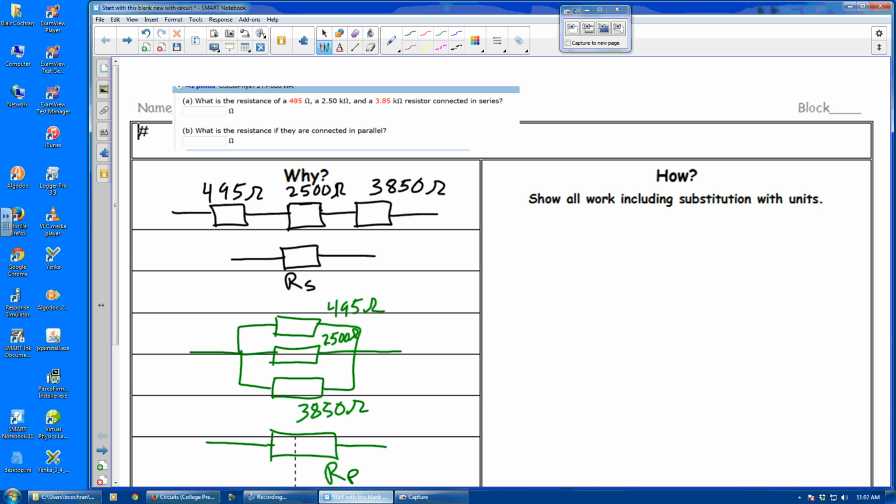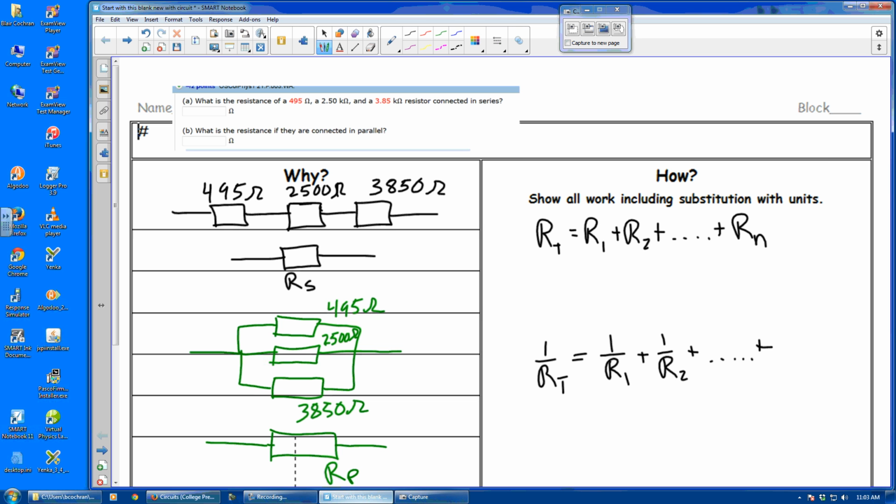And then to use my appropriate formulas. R total for series equals R1 plus R2 plus dot dot dot plus Rn, and for parallel it's 1 over R total, I'm adding the reciprocals, equals 1 over R1 plus 1 over R2 plus dot dot dot plus 1 over Rn.